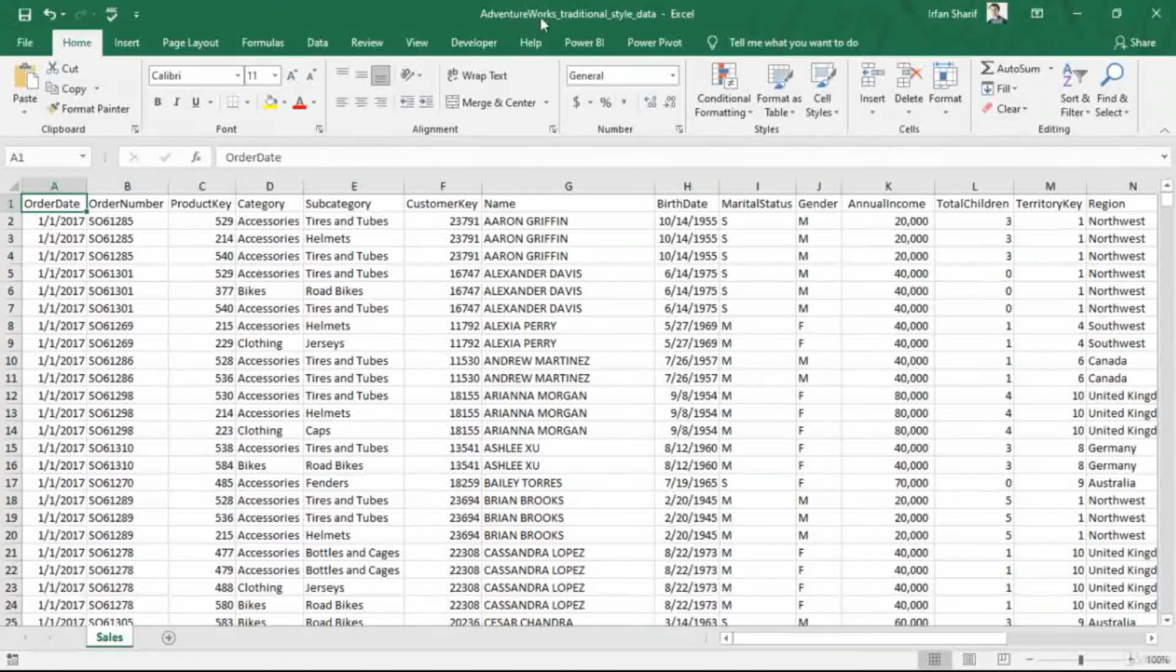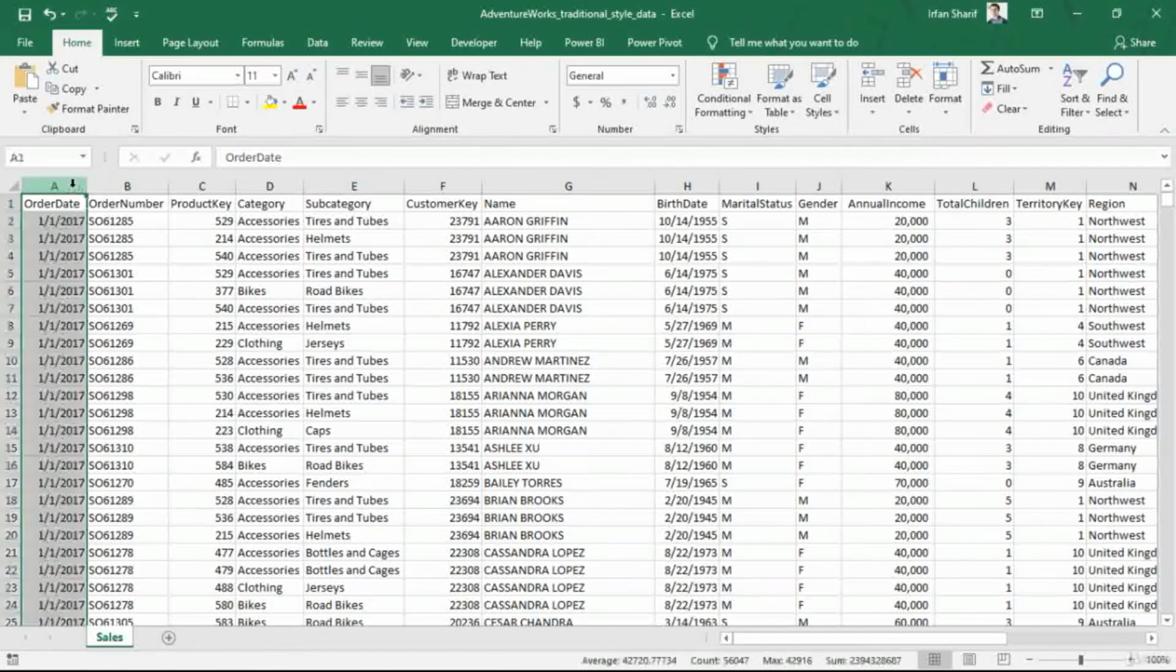So basically AdventureWorks is a sample company that is provided by Microsoft for the learning of data analysis. And with traditional style data, I mean to say that I have organized this data in the traditional style. So what is not the traditional? I mean, what is the modern style? We are going to discuss that in a few minutes. So let us take a look at the data.